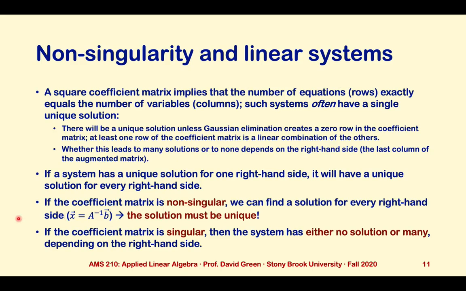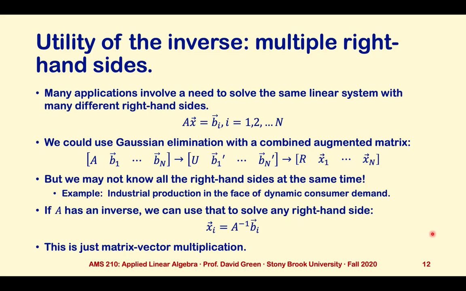On the other hand, if the coefficient matrix is singular, then the system cannot have a unique solution. The system will either have no solution or many, depending on the right-hand side. We'll explore these ideas more as we get into actually trying to evaluate matrix inverses and so on.